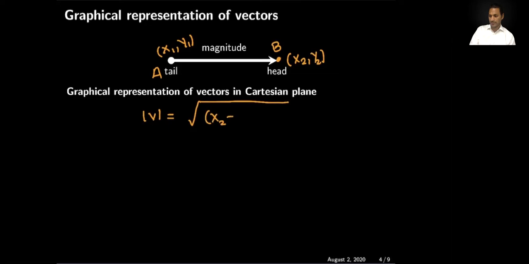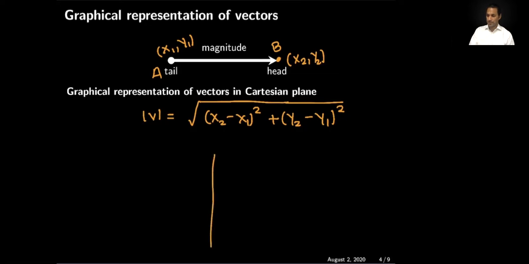(x2 minus x1) squared plus (y2 minus y1) squared. That is the distance formula between the points A and B. This is the magnitude of the vector.